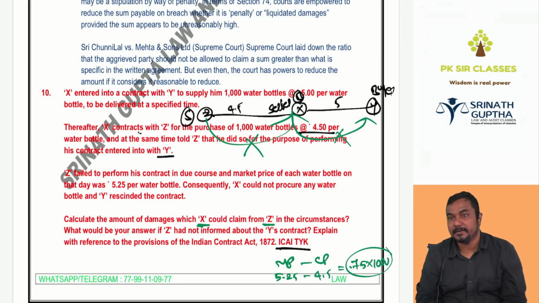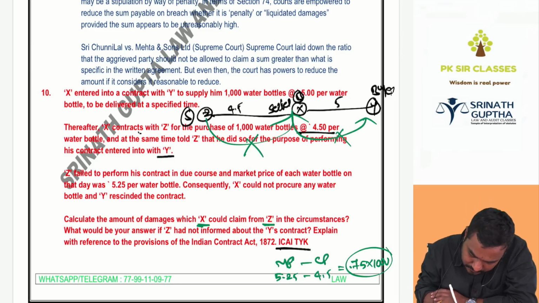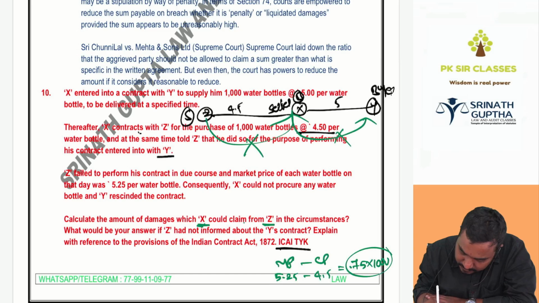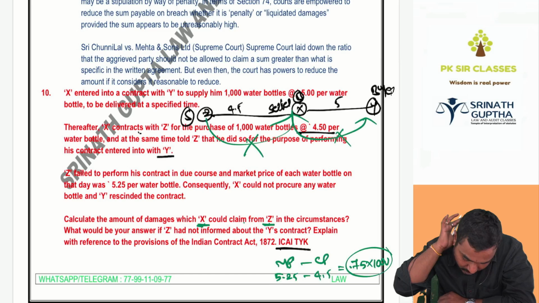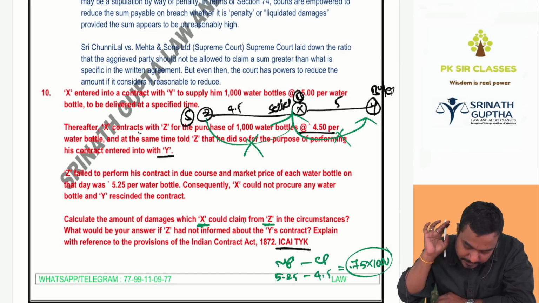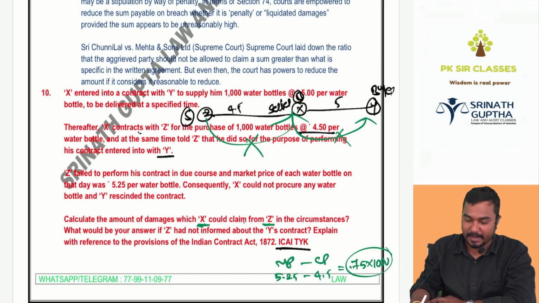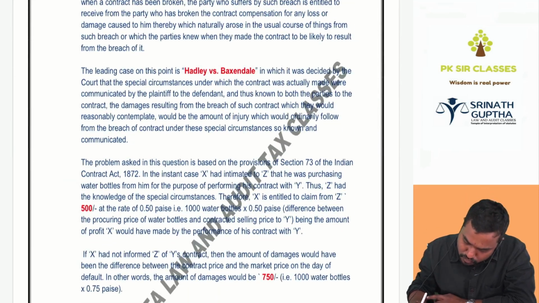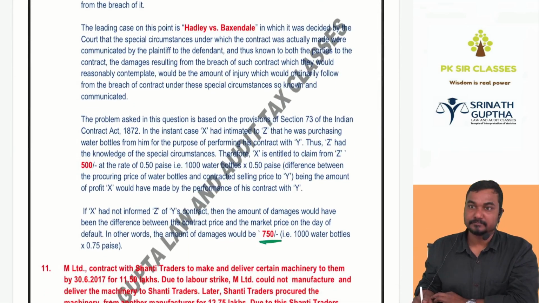Ordinary damage. Which damage? Same example we discussed while giving the regular lecture. Calculate the amount of damages X could claim from Z in the circumstances. What would be your answer if Z had not informed about the Y contract? Explain with reference to provisions of the Indian Contract Act. Clear na beta? How much can you claim?